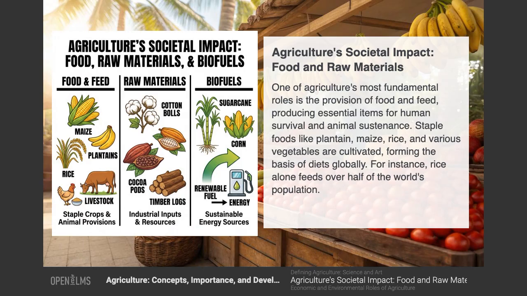Agriculture's societal impact, food and raw materials. One of agriculture's most fundamental roles is the provision of food and feed, producing essential items for human survival and animal sustenance. Staple foods like plantain, maize, rice, and various vegetables are cultivated, forming the basis of diets globally. For instance, rice alone feeds over half of the world's population.